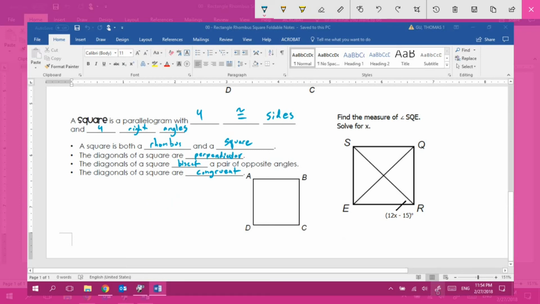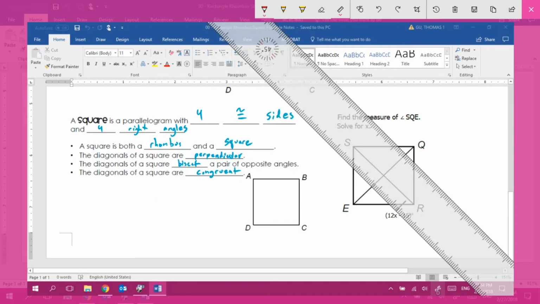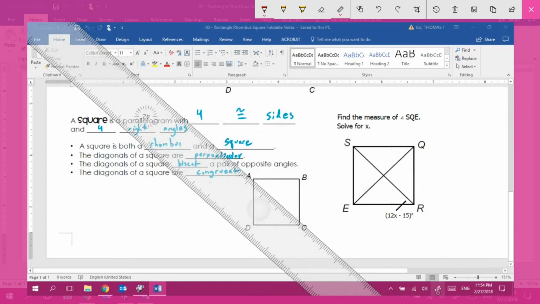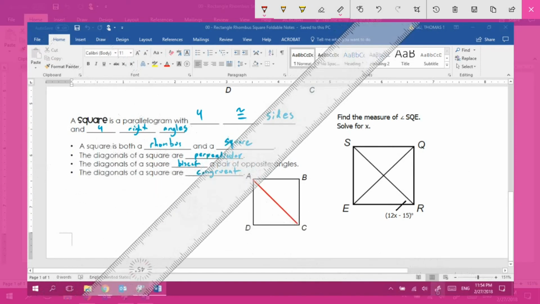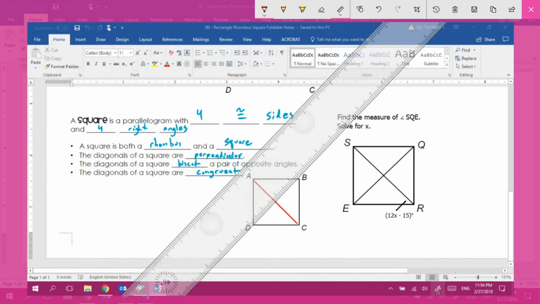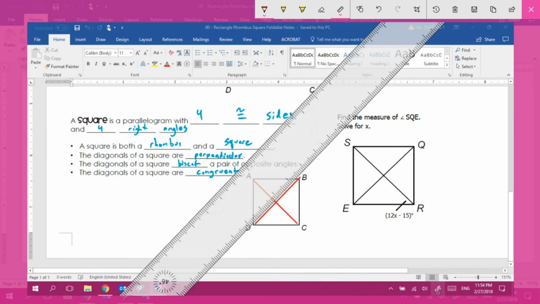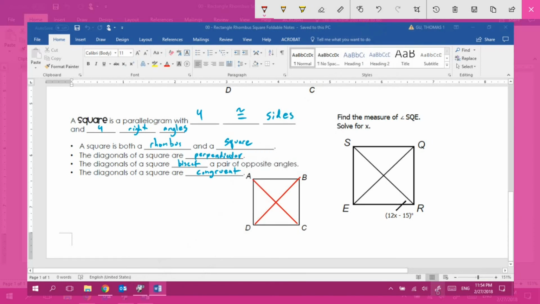So if I draw my diagonals on this square down here, let me make it as perfect as possible. AC is one of my diagonals. Bam. And then BD is my other diagonal. Now, what do the properties tell us? The diagonals of a square are perpendicular. That means 90 degrees. Bam.